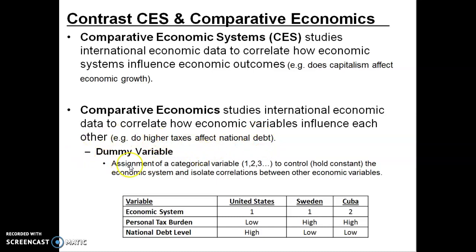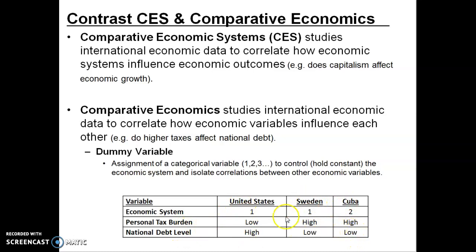And we do this through what's called a dummy variable. We assign the economic system a number. You know, maybe we assign 1 to capitalism and 2 to socialism, that kind of thing. But this allows us to collect our data and hold constant the economic system. Take a look at this data down here. We have the variables, which include the economic system, personal tax burden, and national debt of the US, Sweden, and Cuba.